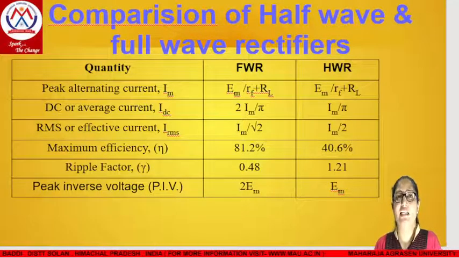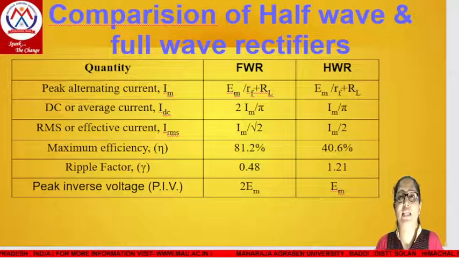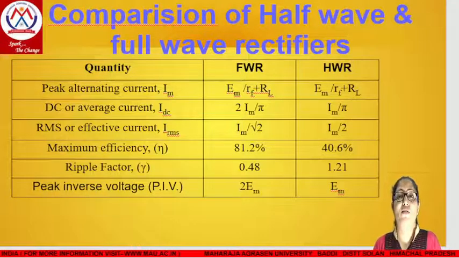The third is RMS current, IRMS. The value for the half wave rectifier is IM upon 2, and for the full wave rectifier the value is IM upon root 2, which is again greater. The maximum efficiency which we obtain in the case of the half wave rectifier is 40.6%, while in the case of the full wave rectifier the efficiency doubles and is 81.2%.